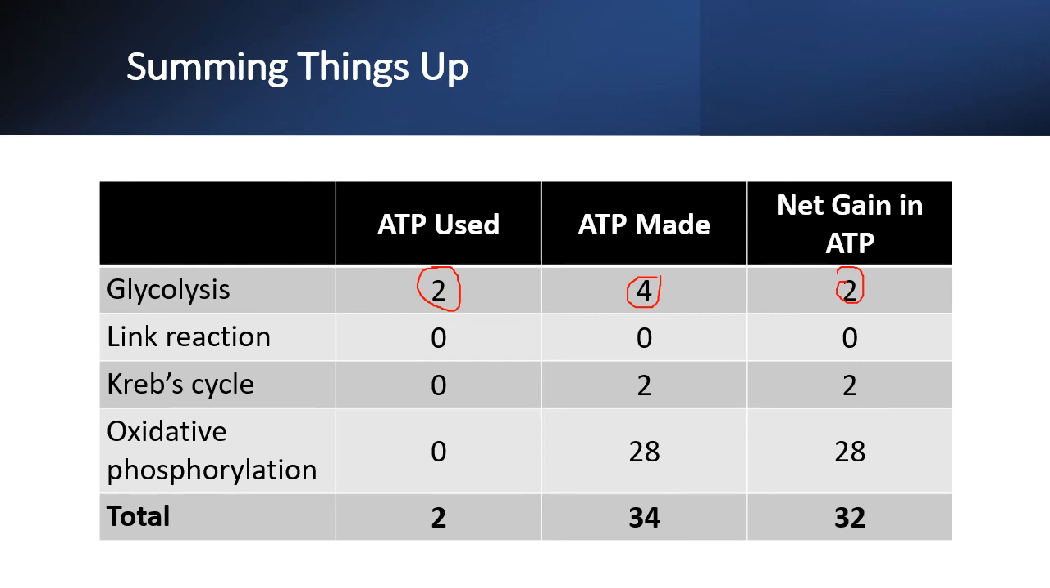For the link reaction, we don't make any ATP at all. The Krebs cycle, for all its complication and the headache that it gives many students, only makes 2 ATP. So we have a net gain of 2 because we don't use any ATP in the Krebs cycle. And oxidative phosphorylation, which is the last stage that involves the transport of electrons, we make 28 ATP there because the electrons carry so much energy, and the movement of the protons power ATP synthase to make lots of ATP. We don't use any ATP. And so the total amount of ATP that we would make from aerobic respiration is 32. So that is our final amount of ATP.